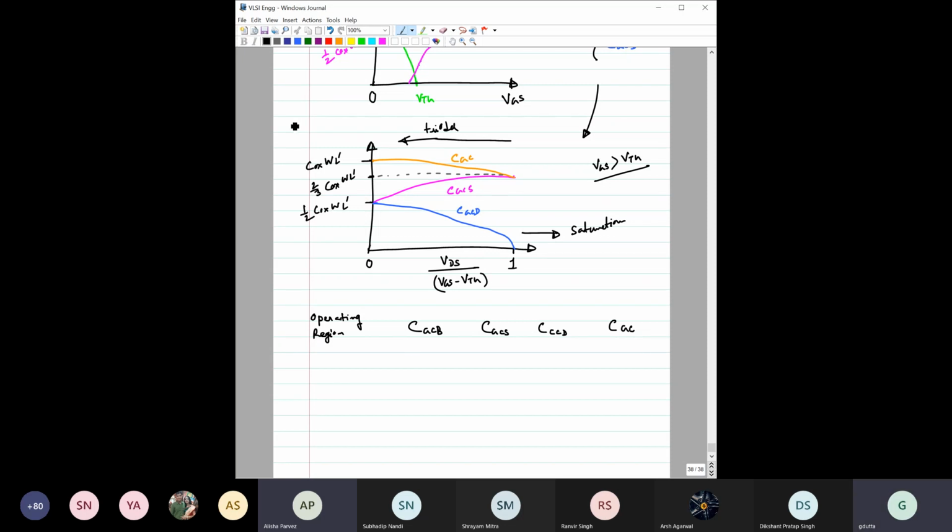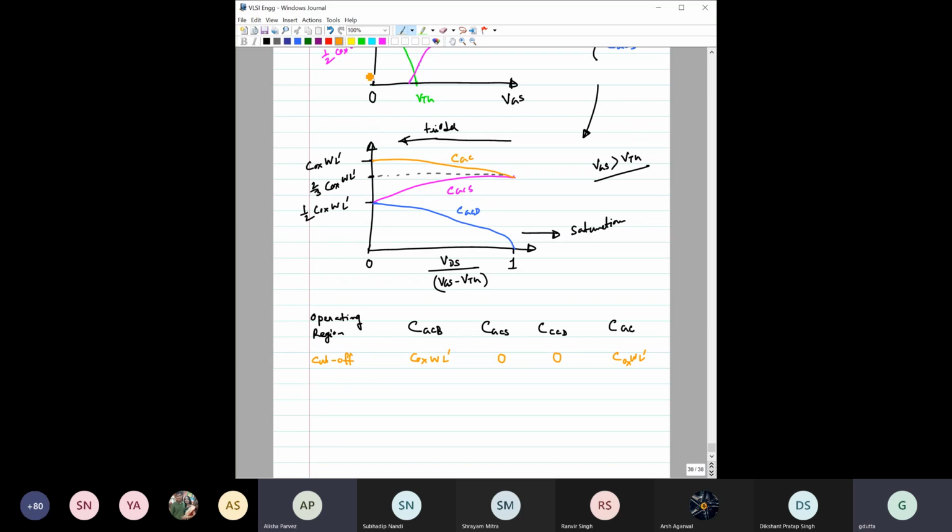Okay. So if we write the first one, that is the cutoff region. In the cutoff region, we have seen the entire capacitance is Cox WL dash, only this value, right? This value is 0, this value is 0, and this value would be that. I just have to total it out. So it is Cox WL dash.